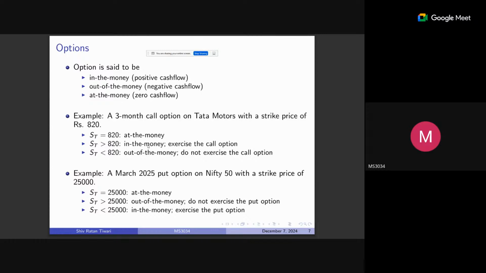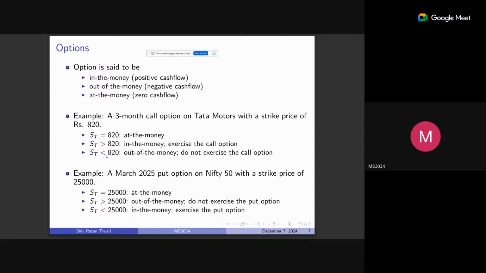more than 820. So what you will do, you exercise your option. You have the right to purchase this Tata Motors share at 820 rupees, and simultaneously you will sell in the market at a price higher than 820. So you will have a profit of ST minus 820. You are getting a positive value by exercising this option. That's why it is in the money when the Tata Motors price is more than 820.